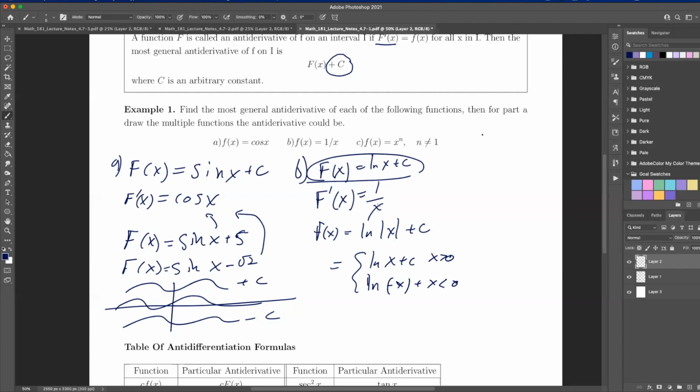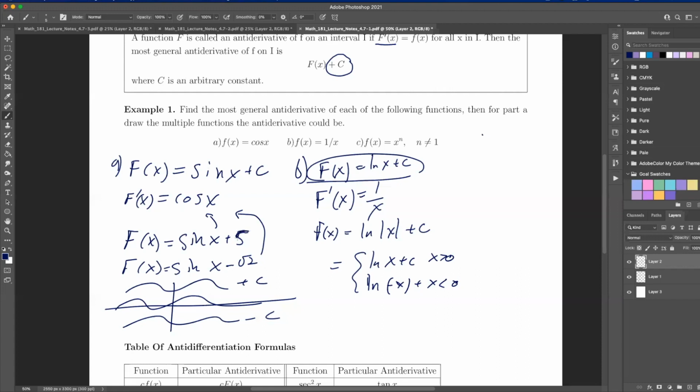This doesn't accept 0, and notice that log doesn't accept 0 either. So if I take the absolute value of x, the domains will match. It's just matching the domain. Here I have a plus c, here I have a plus c.